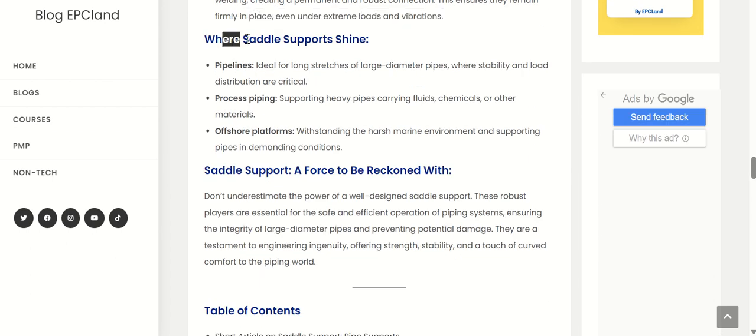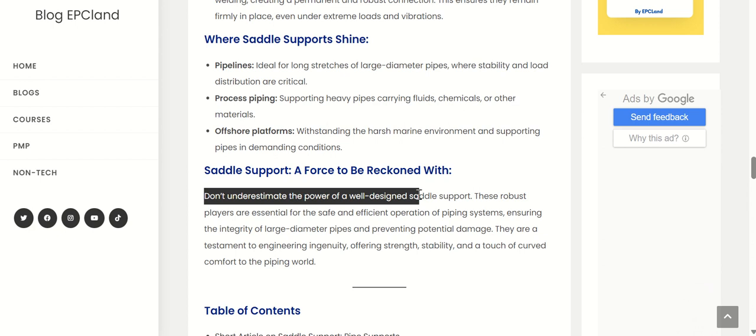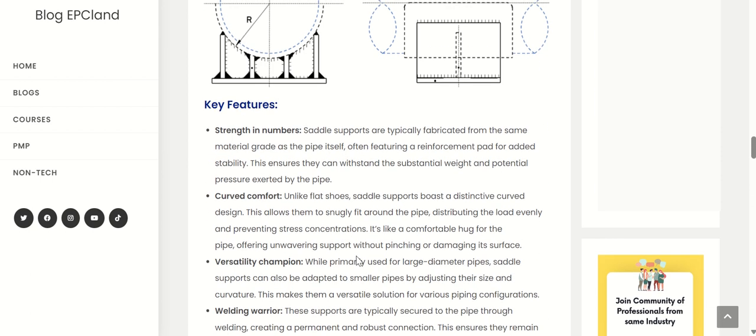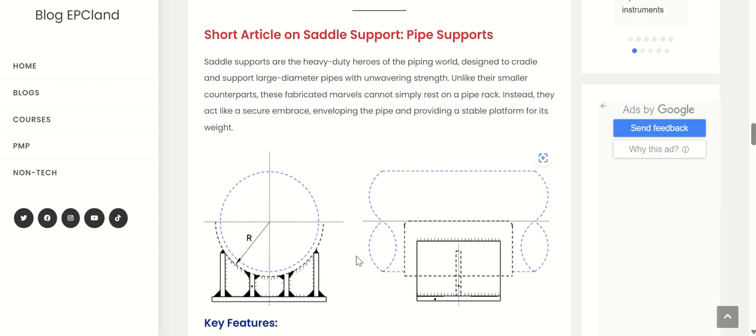As we talked about the application, in pipelines you will find these kind of supports in process piping and offshore platforms. These are adding really very good stability into the piping system. So this is what we are saying: don't underestimate the power of a well designed saddle support. These are robust players that are essential for safe and efficient operation of piping systems. So this is something about pipe support, that is saddle support for large diameters.